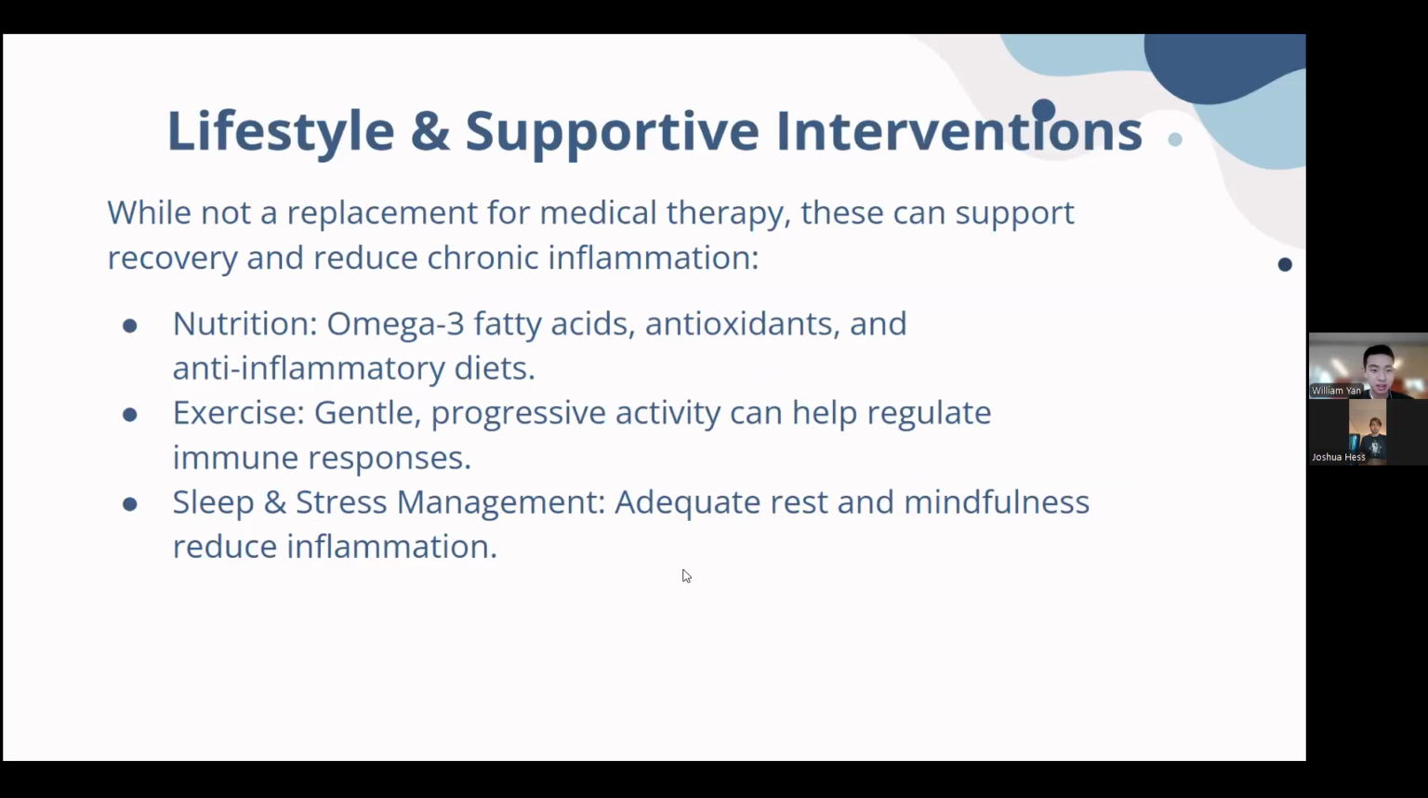Okay, so last but not least, there are many overlaps in the treatment of myositis and brain inflammation, including the corticosteroids and the NSAIDs, as these overall reduce inflammation. But another big part, other than medical therapy, is lifestyle and supportive interventions. Nutrition such as omega-3 fatty acids, antioxidants, and anti-inflammatory diets will help. And exercise, in a relatively good amount, also helps with reducing inflammation.